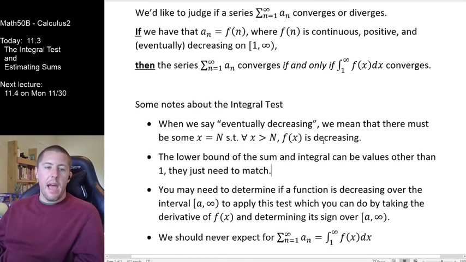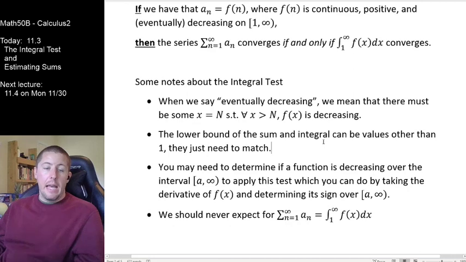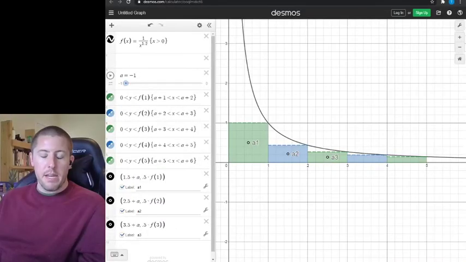The final note that I have about the integral test is that just because the convergence of the integral will match the convergence of the sum does not mean that the value of the integral equals the value of the sum. I hope that's relatively obvious by looking at the picture again. The actual area that we're getting in the rectangles is clearly not equal to the area that we're actually getting underneath the curve.